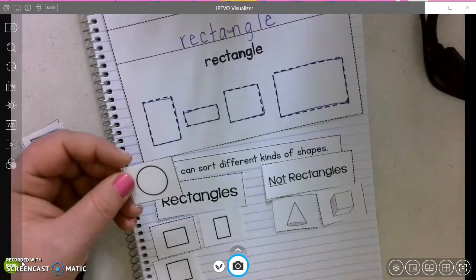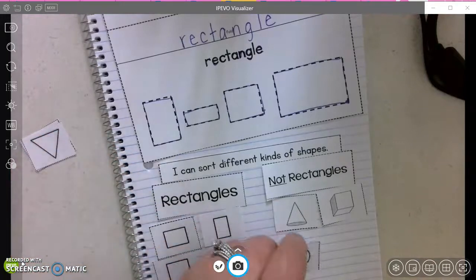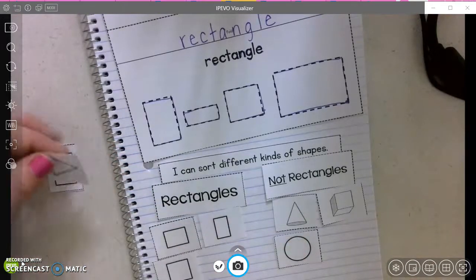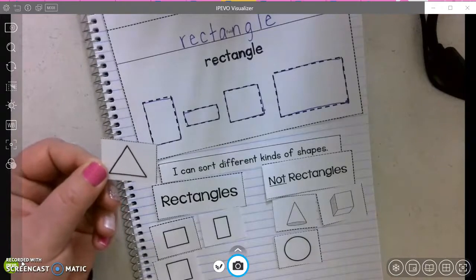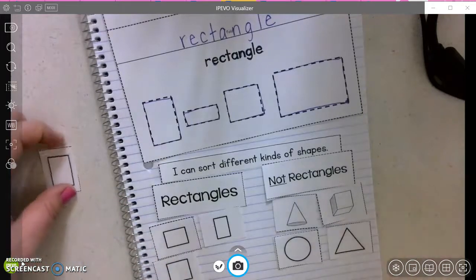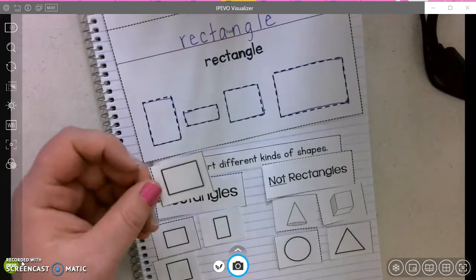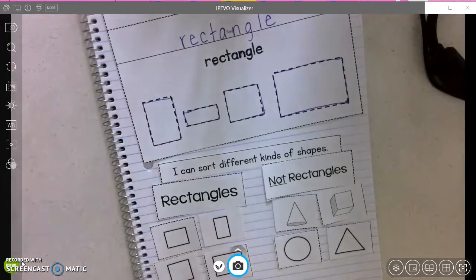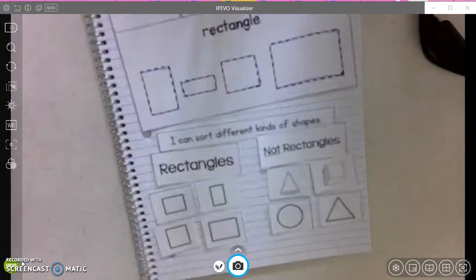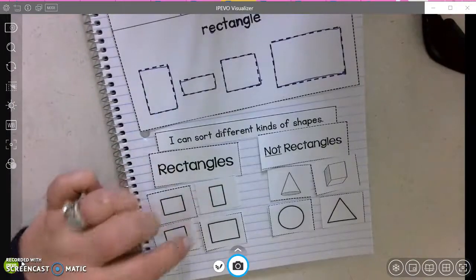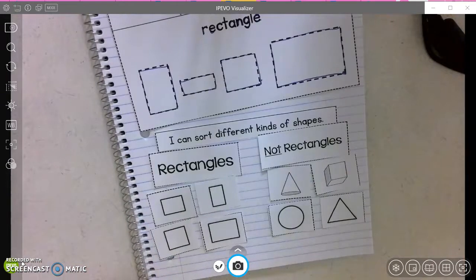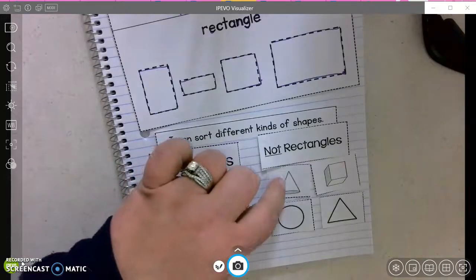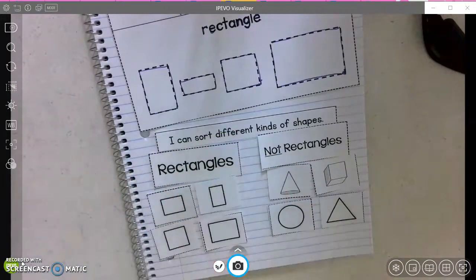Is this a rectangle? No, we learned about this last week. That's a circle. And what about this one? This one's a triangle, right? Not a rectangle. What about this last one? Is this a rectangle? Yeah, the last one's a rectangle. So we have, let's count how many rectangles we had. Ready? 1, 2, 3, 4. We have 4 shapes that are rectangles. Let's count how many shapes are not rectangles. 1, 2, 3, 4. We had 4 shapes that were not rectangles.